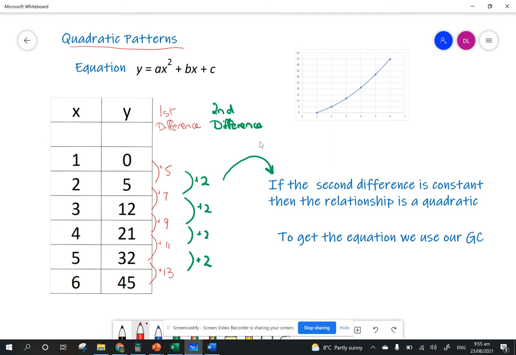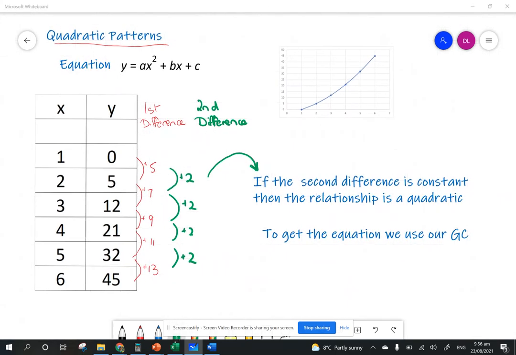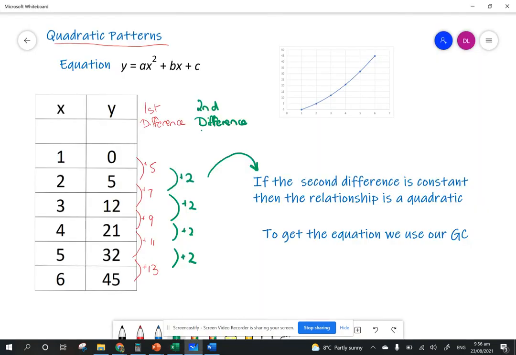So what do you do? You go and do the second difference. Then we just calculate the difference between the first differences: 5 and 7, which is plus 2, 7 and 9, which is 2, 9 and 11, which is 2, and 11 and 13, which is 2. This means our second difference here is constant. If the second difference is constant, meaning it's the same value, then the relationship must be a quadratic.